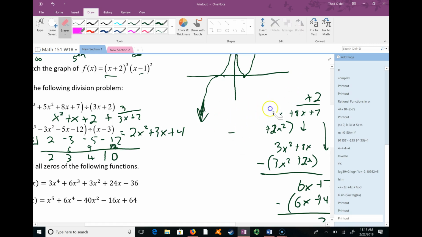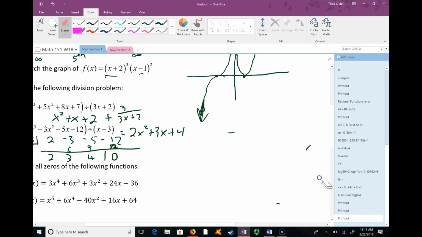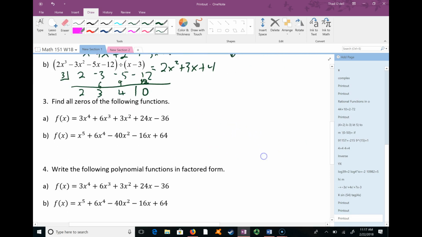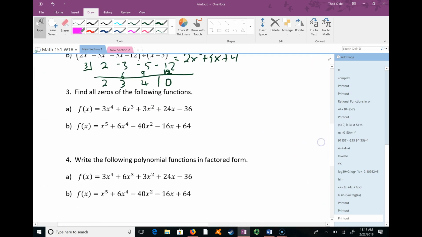I'm going to erase this real quick because I want to make room for other stuff. So hopefully you noticed on 3 and 4 they're the same exact function. The two a's are the same, the b's are the same. So really you just do one set of math, one bit of work, and then of course the answers will be different because this one says find all zeros, and that one says write in factored form. So those answers will look different.